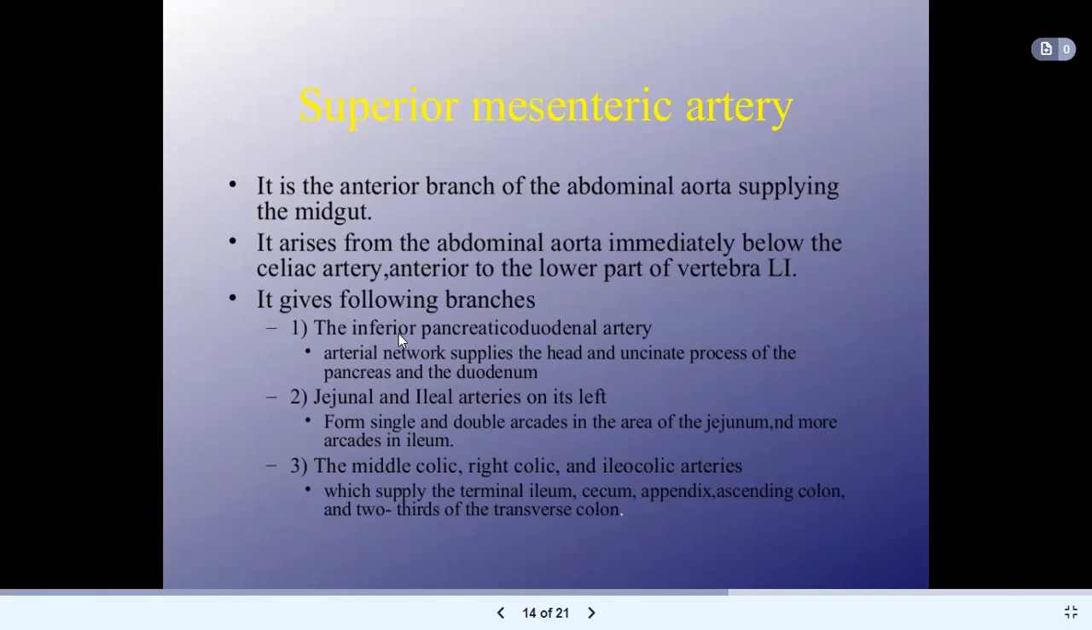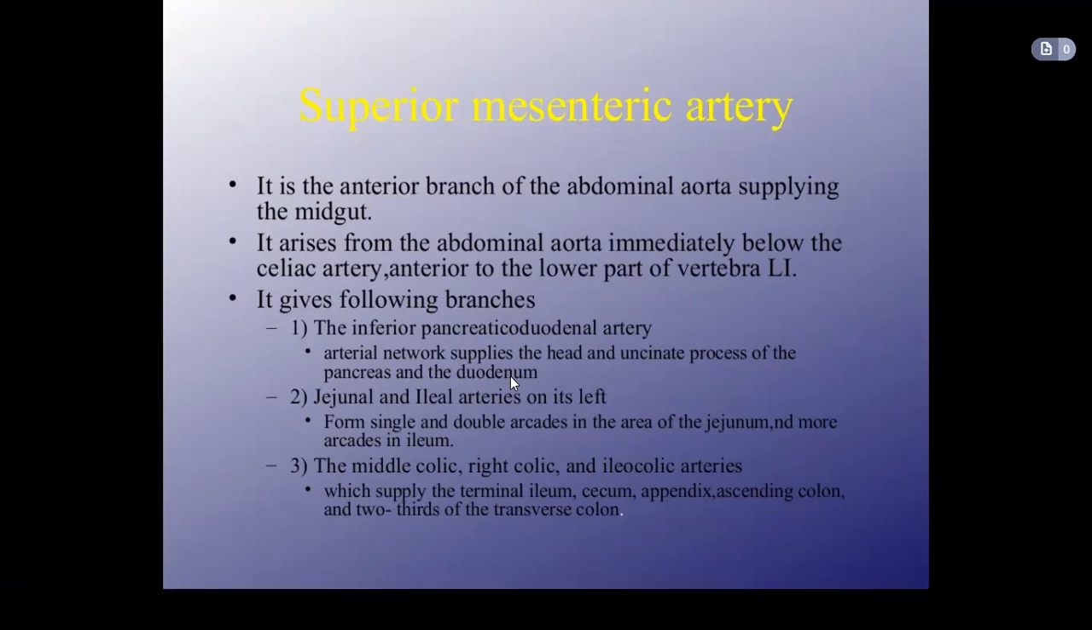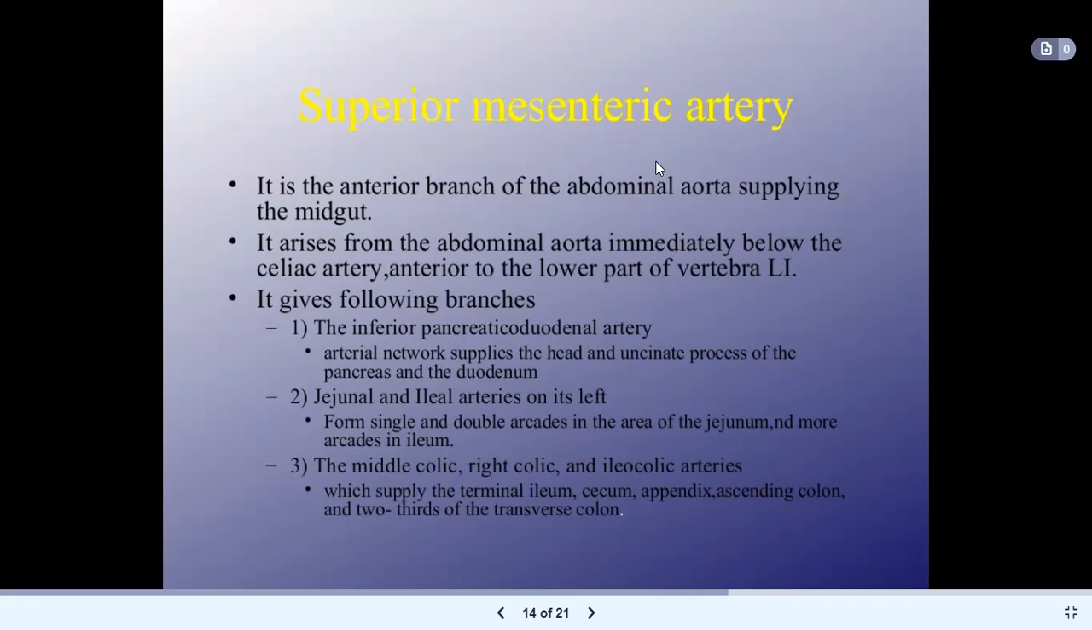So the inferior pancreatico-duodenal artery. You see that this artery is also going to be supplying the pancreas and some part of the duodenum. This is the anterior arterial network, supplying the head and uncinate process of the pancreas and the duodenum. Remember that the celiac trunk gave a superior pancreatico-duodenal artery, but the inferior pancreatico-duodenal artery is from the superior mesenteric artery.